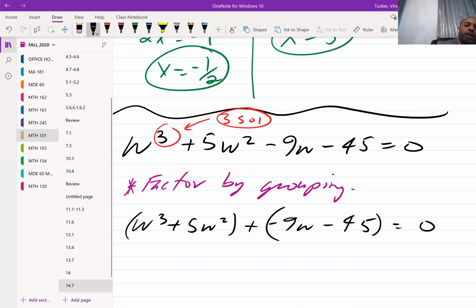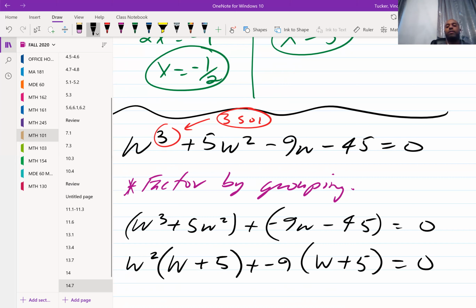So in the first one, I factor out W squared, which leaves W plus 5 inside of the parentheses. In the second quantity, I factor out negative 9, which will leave W plus 5 in the parentheses. Make sure we're okay with that.